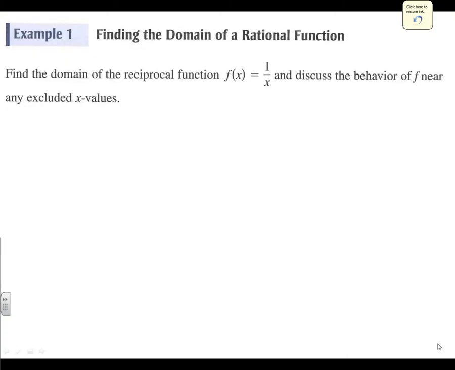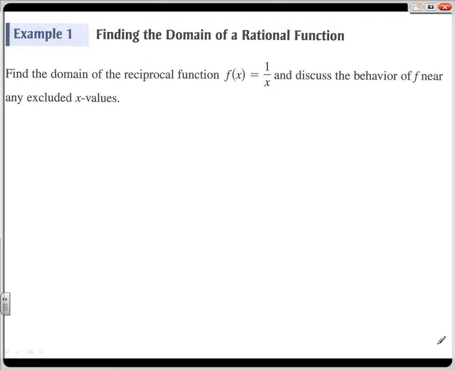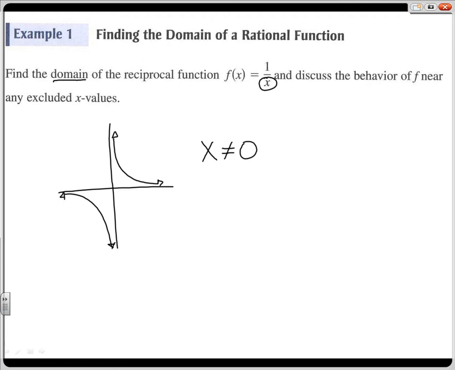Okay, so let's take a look at our first example. We have 1 over x, and so we know from our definition that this graph should look like this if we remember our parent function of 1 over x. You could always plug it into your graphing calculator and take a look at it if you wanted to. All right, so it says discuss the behavior of f near any excluded x values once we find the domain. So once again, we're going to look for the domain. Can't have 0 in the denominator, so we should remember that x cannot equal 0. That's our domain.